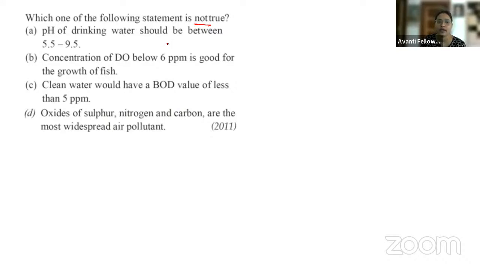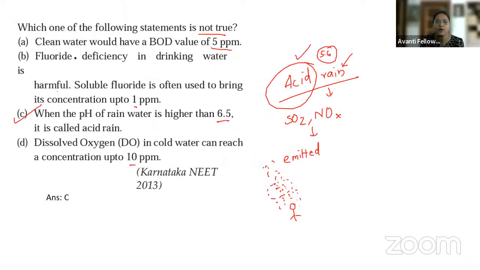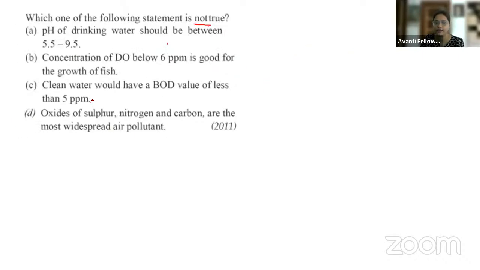So which ones are true? Last time we had seen the BOD value of 5 ppm. What is given here? Clean water would have a BOD value of less than 5 ppm. So less than 5 ppm, this statement is correct. We have to look for not true. Oxides of sulfur, nitrogen and carbon are the widespread air pollutants. This is again correct, right? This is again correct.